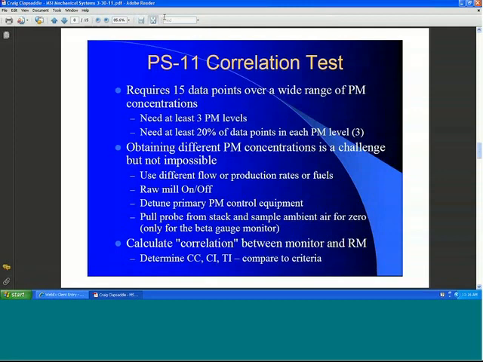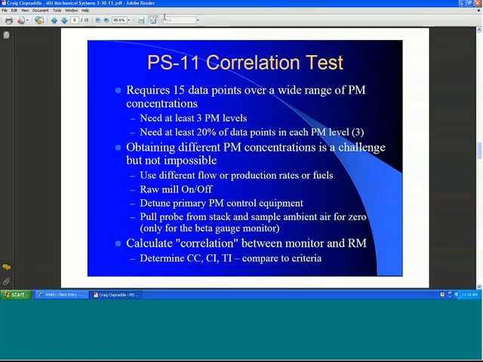And for the beta gauge monitor, we can actually pull the probe out of the stack and sample ambient air to get our 0 point. You can only do that with a direct mass measuring device like the beta gauge. You would not be able to do that with an indirect mass measuring device like a light scatter or a triboelectric or something like that.